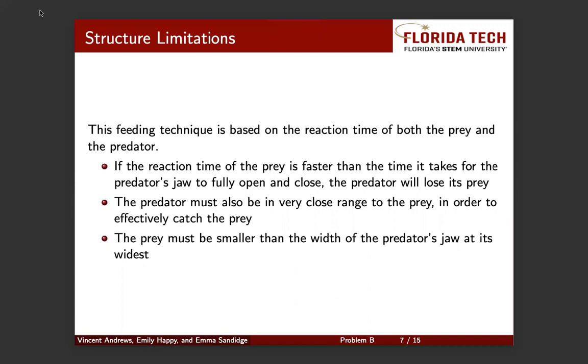So if the reaction time of the prey is faster than the time it takes for the predator's jaw to fully open and close, the predator loses its prey. The predator must be very close to the prey in order to effectively catch it. And the prey must be smaller than the width of the predator's jaws at its widest, or else the prey will not fit in the mouth.